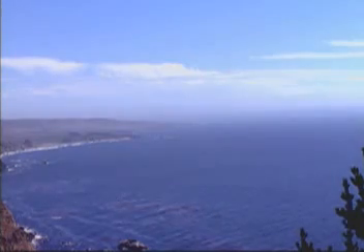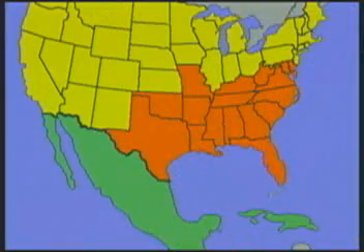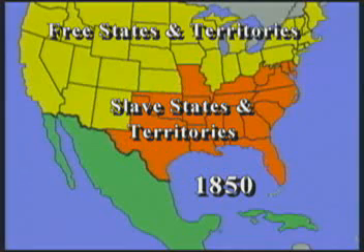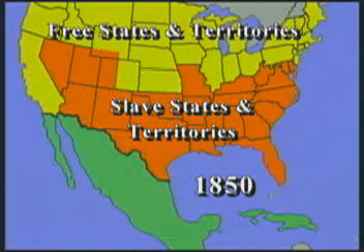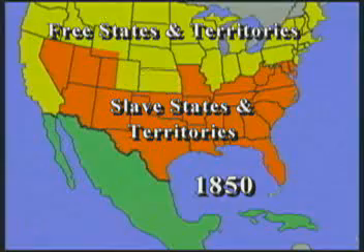And although California entered the Union as a free state in 1850, the rest of the land the United States gained from the Mexican War was opened up to slavery until this practice was finally outlawed at the end of America's Civil War.